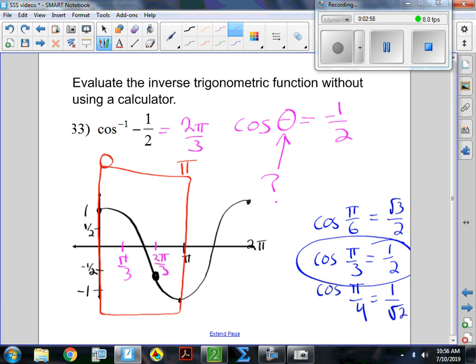So at pi over 3, cosine's equal to 1/2. At 2 pi over 3, cosine's equal to negative 1/2. So knowing that restriction from 0 to pi will help you answer your inverse cosine functions.